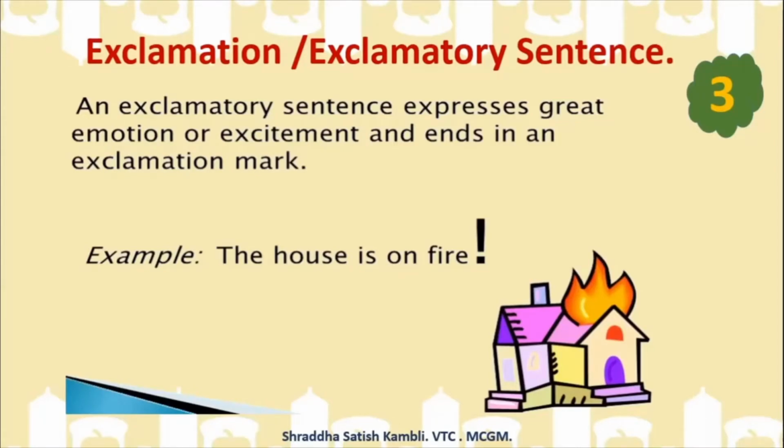Very simple. An exclamatory sentence expresses great emotion or excitement or joy or fear or anger, okay, and it ends with an exclamation mark. Look at the example. "The house is on fire!" See the way I said it? Okay, I am very excited and I am worried also because the house is on fire. So all the things which are there in the house might burn down. If there are people inside the house, they might get injured. So this sentence is an example of an exclamatory sentence. "The house is on fire!" Okay? So that is why I said the way you say a sentence is also very, very important.